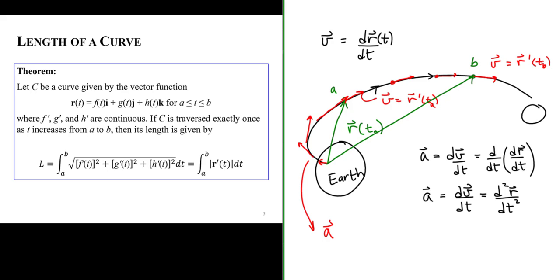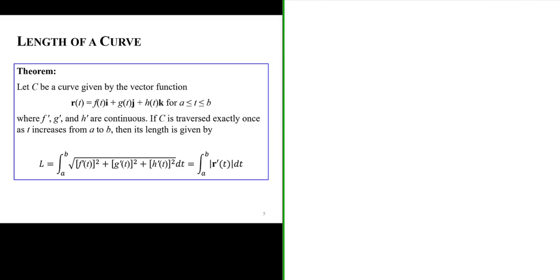If C, the curve, is traversed exactly once as t increases from a to b, then its length is given by the definite integral from a to b of the square root of the sum of the squares of the derivatives of the components of the position vector, which is essentially the magnitude of the derivative of the position vector with respect to time. Well, let's talk about what that means.